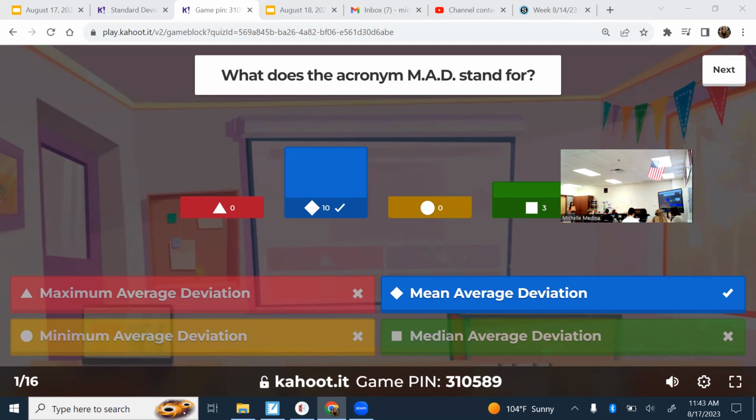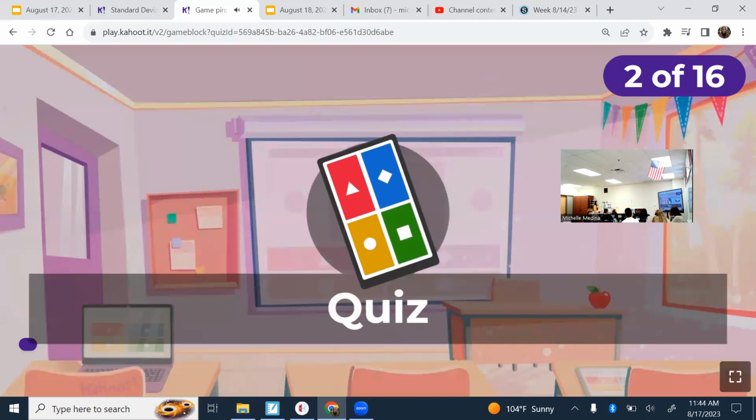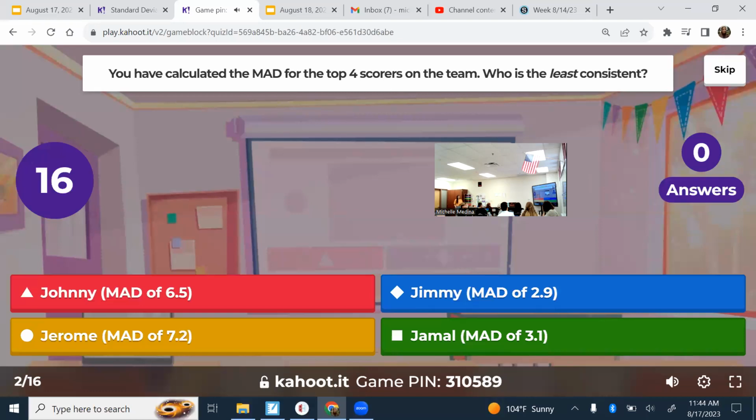Okay, so the next one. You have calculated the math for the top four scorers on the team. Who is the least consistent? Those are all the math. Who's the least consistent?